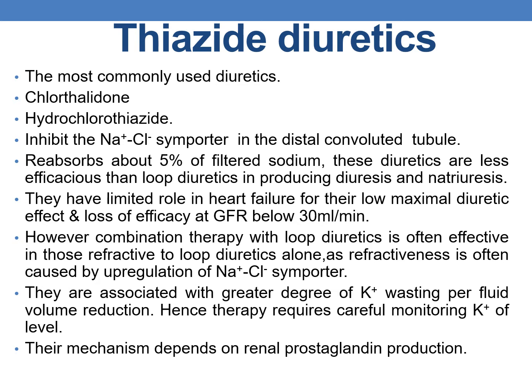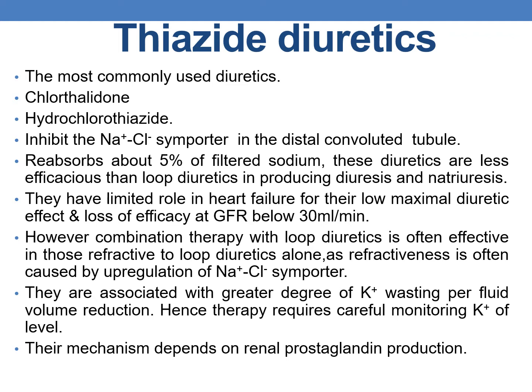These diuretics are less efficacious than loop diuretics in producing diuresis and natriuresis. They have a limited role in heart failure for their low maximum diuretic effect, and usually thiazide diuretics lose their efficacy whenever the glomerular filtration rate is below 30 ml per minute.